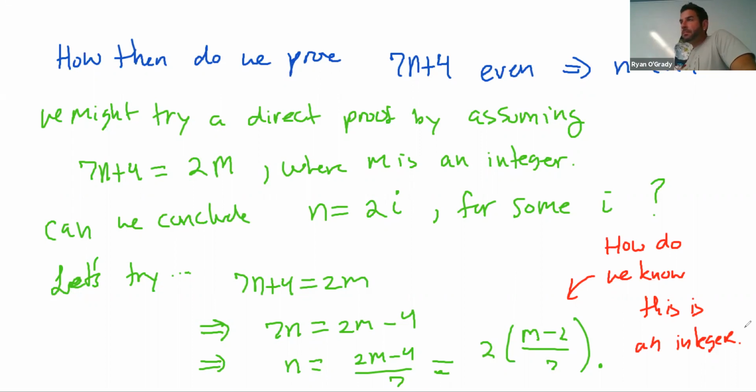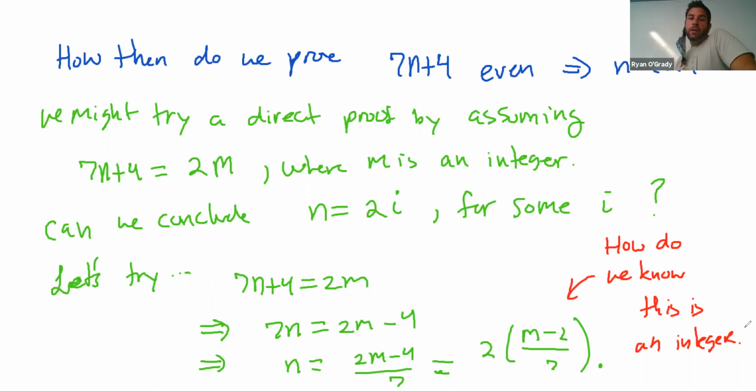I mean, again, I just gave you, pick another one. Pick m equals 6. 6 minus 2 is 4. 4 over 7 isn't an integer. Now, you might think that means the statement's false because of this reasoning, but maybe we're just not thinking about what m has to be.